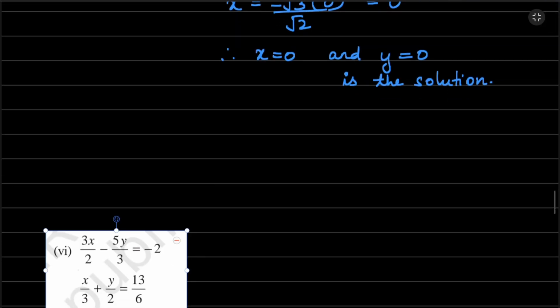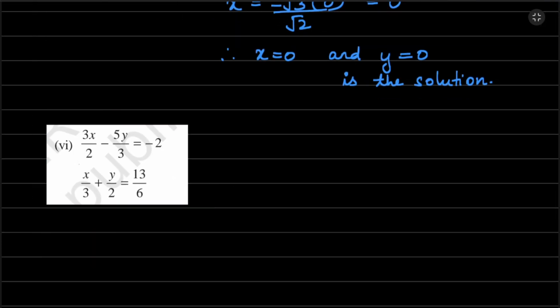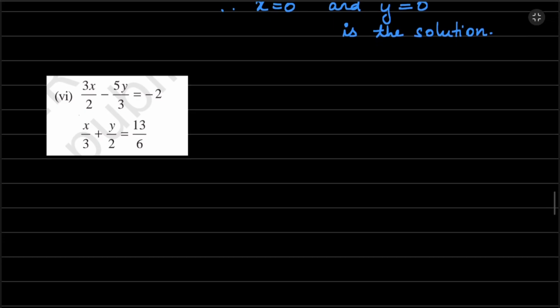And then moving on to the next one here. The sixth question: 3x by 2 minus 5y by 3 equal to minus 2. Let this be your equation 1. x by 3 plus y by 2 equal to 13 by 6. Let this be equation 2. So the very first thing, let us use from 1. Okay, so from equation 1, what can you write?